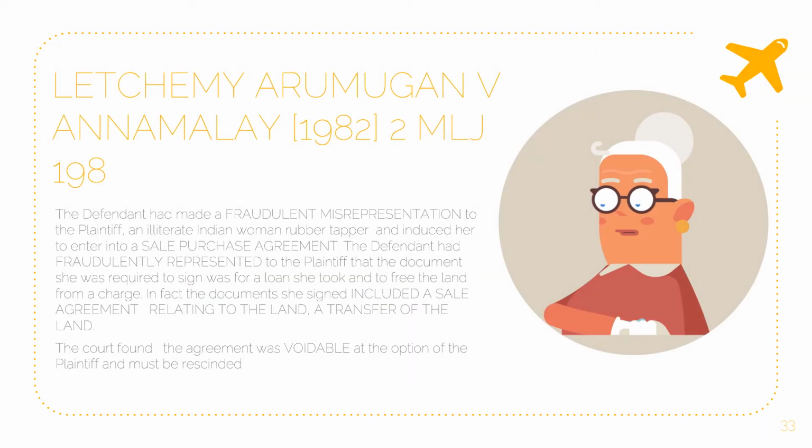In Lakshmi Aramugam versus Annamalai, the defendant fraudulently represented to the plaintiff that the document she signed was for a loan she took and to free the land from a charge. However, the document is actually for the sale of land.